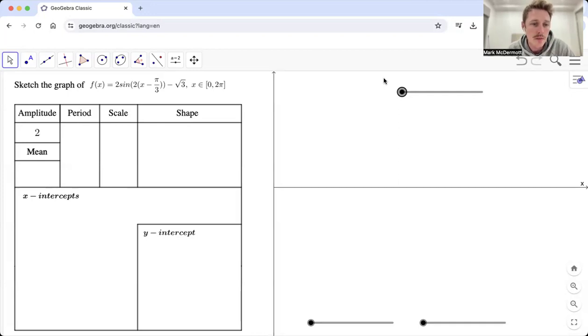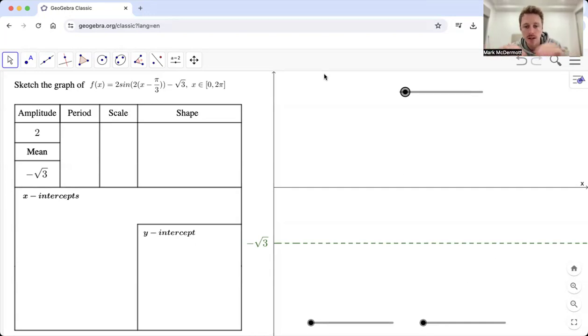Okay, the mean is basically the vertical shift up or down. So that's the mean line. That's the point around which the trigonometric function oscillates. So we're going to say the mean is at negative root 3 in this case, because this is how much it's been shifted down. Okay, the next one, the period. Oh, sorry. What we're going to do is put that on our graph straight away because we know that that's the mean line.